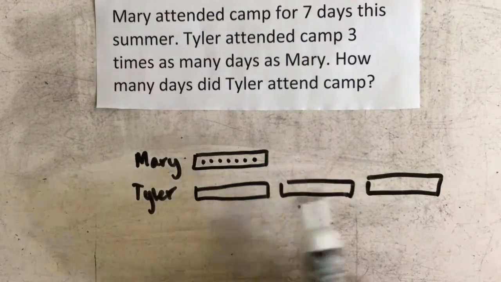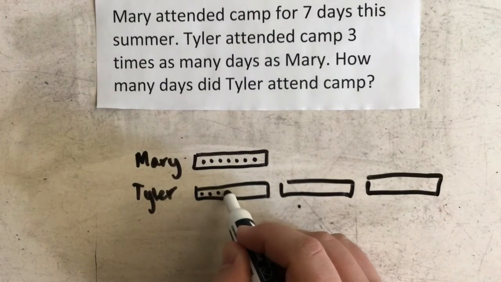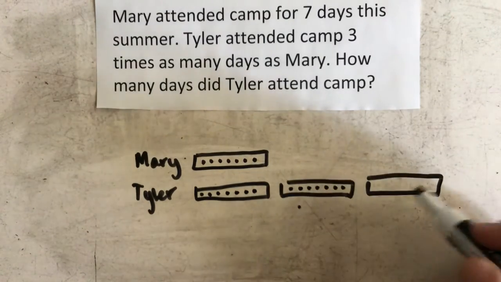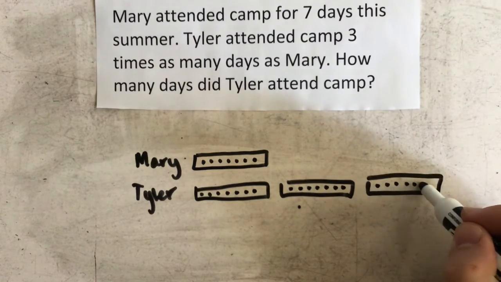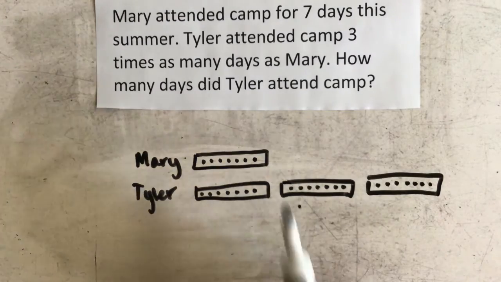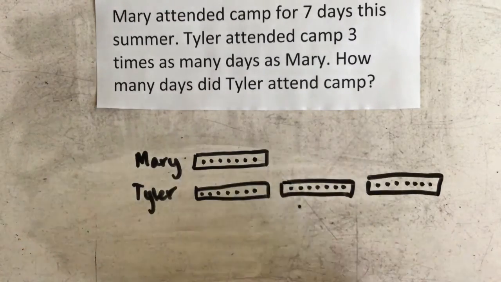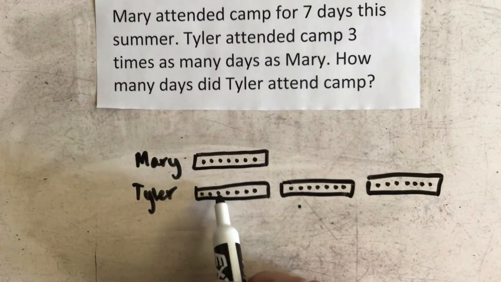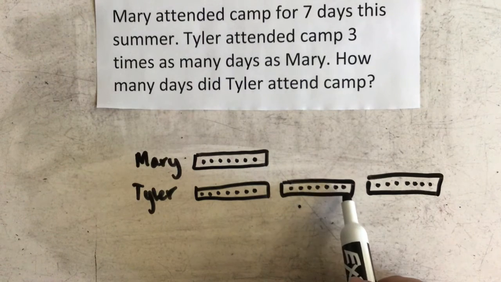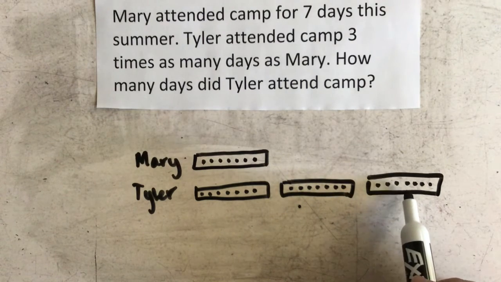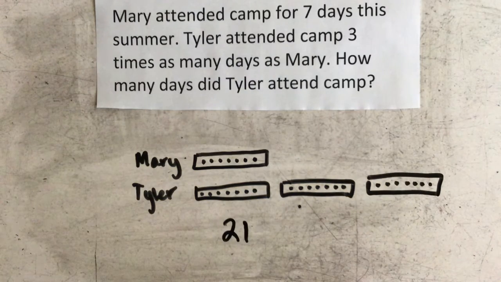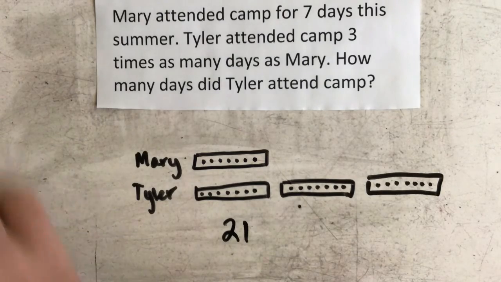And then I'm going to repeat that down here as well, putting 7 dots inside of each of these bar models, representing the number of days that Tyler went to camp, because we know that it was 3 times as many. And now all I would need to do is count the number of days that Tyler went to camp. So he went 1, 2, 3, 4, 5, 6, 7, 8, 9, 10, 11, 12, 13, 14, 15, 16, 17, 18, 19, 20. He went to camp for 21 days. So that's one way that I could solve this.